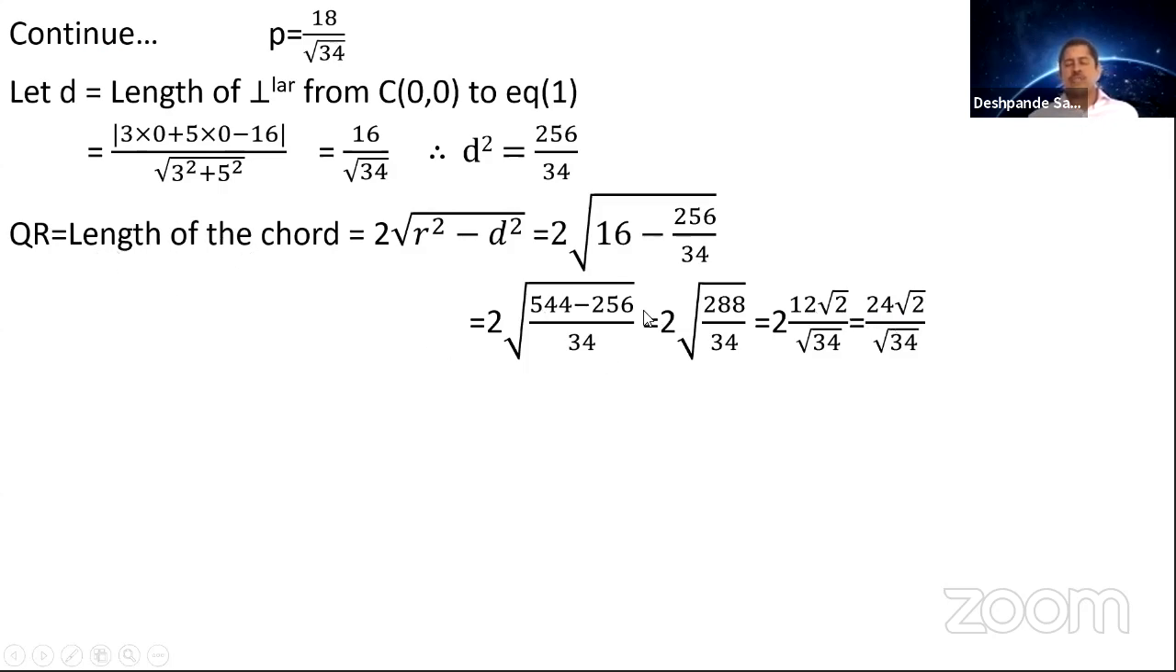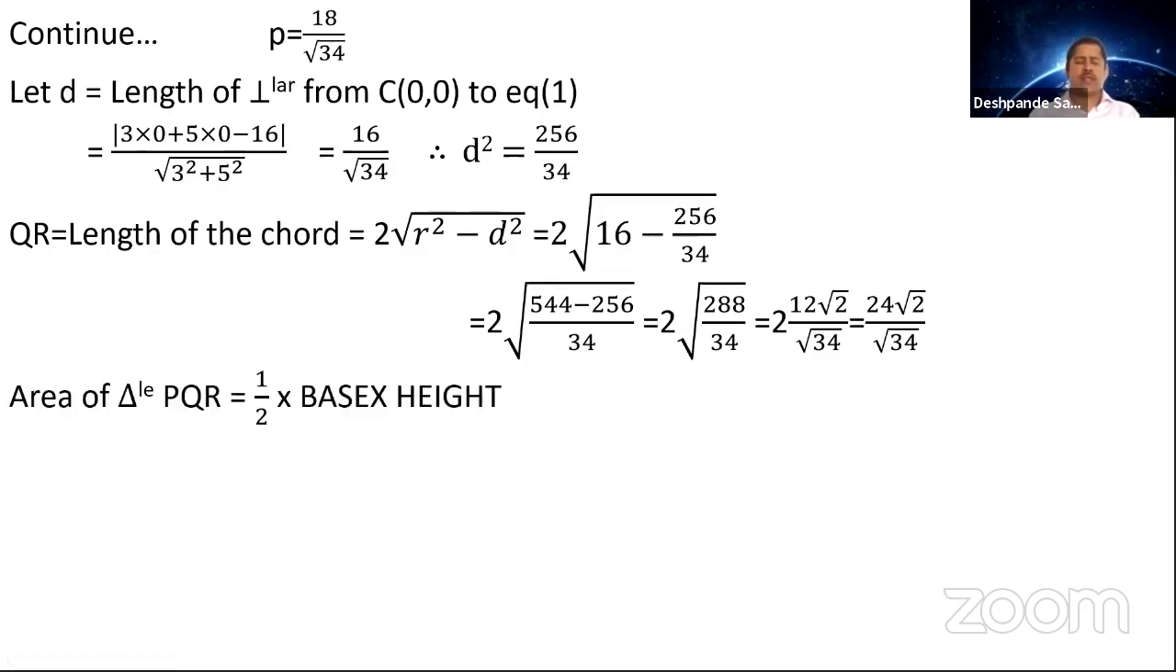Right? So the base you got now here, the height you got for the triangle. So area of the triangle, which triangle? Triangle PQR. The triangle made between the tangents and the chord of contact. So it is half into base into height. So what is the base here? QR. And what is the height here? P. So you know the value of P and the value of QR.